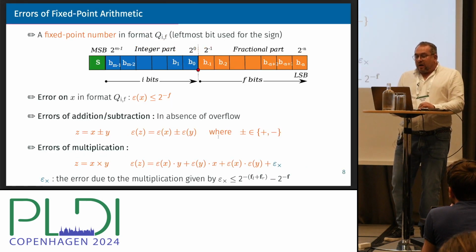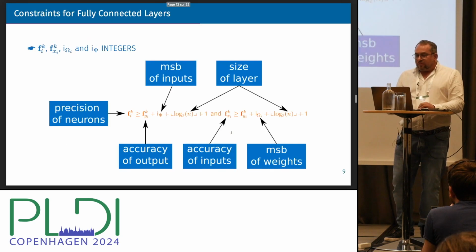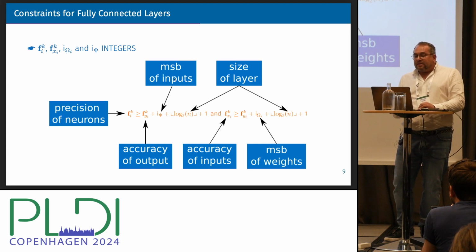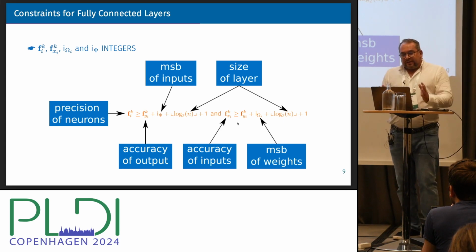Knowing also how the errors can be propagated in the fixed point arithmetic, we can deduce from all these constraints, which say that the precision of some neuron must be greater than this equation, in which we find the accuracy of the output, the accuracy of the most significant bit of the inputs, and some static parameters. So we generate constraints like this.